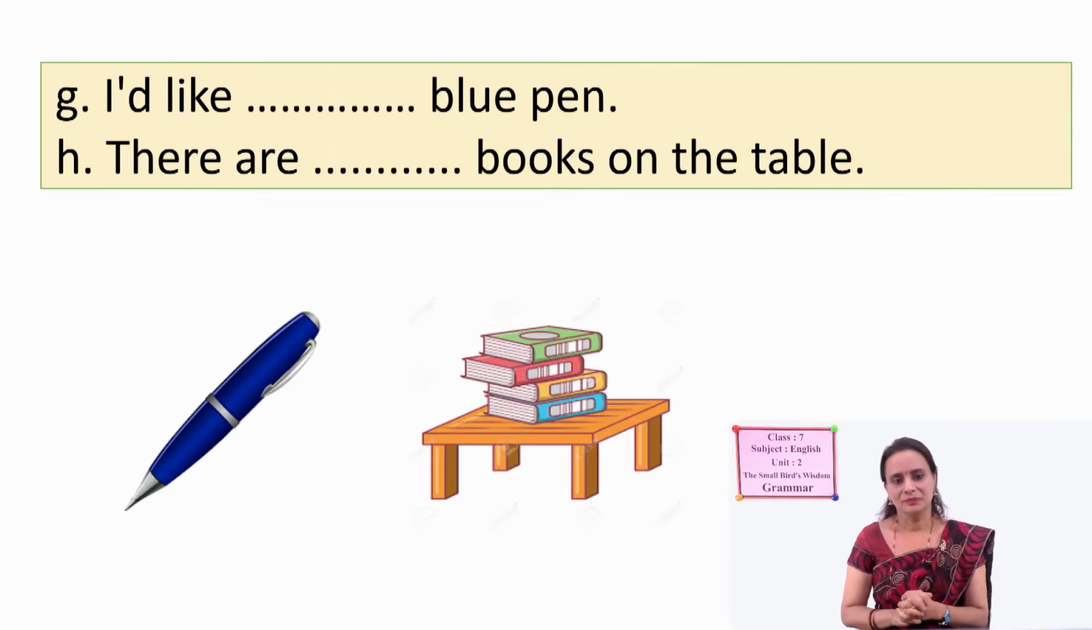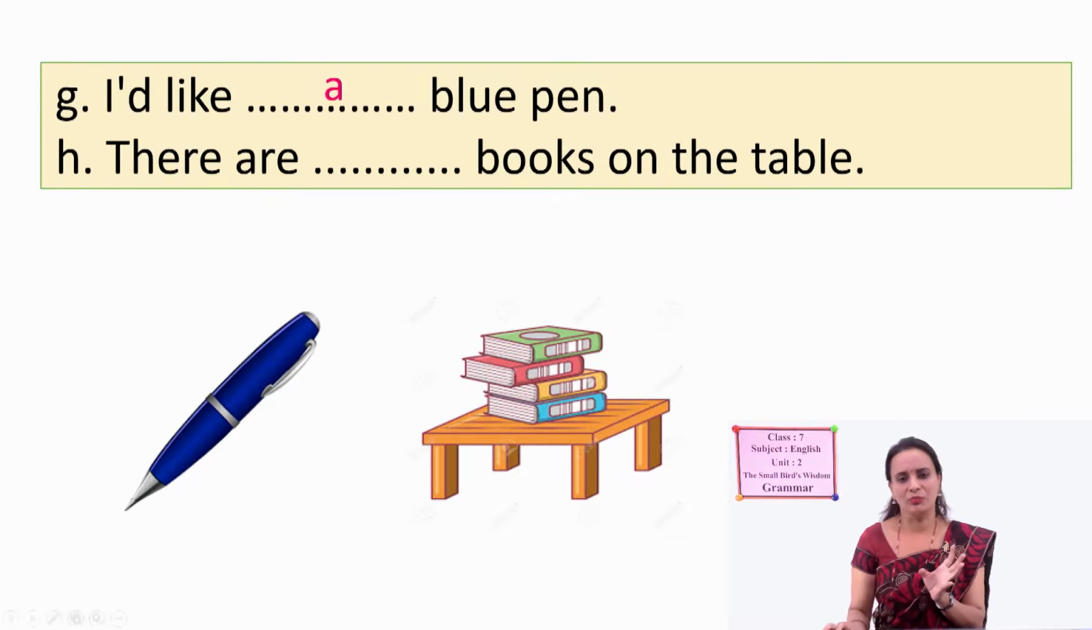Okay, number G. I would like, and there is a blank, blue pen. And number H, there are books on the table. You can see books on the table. Now see, how many pens can you see here? I would like. How many pens? 1. Very good. And it starts with consonant sound. So, I would like a blue pen.